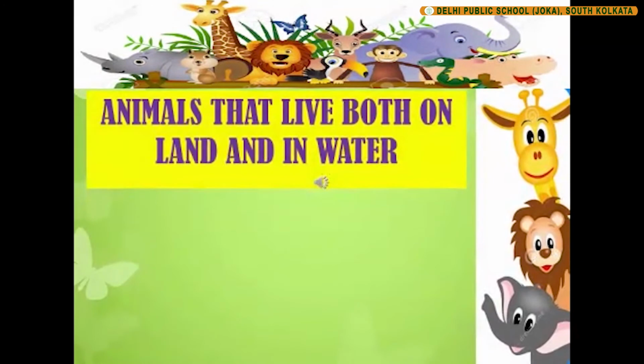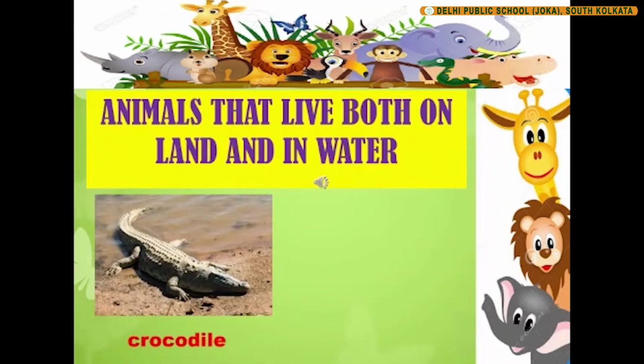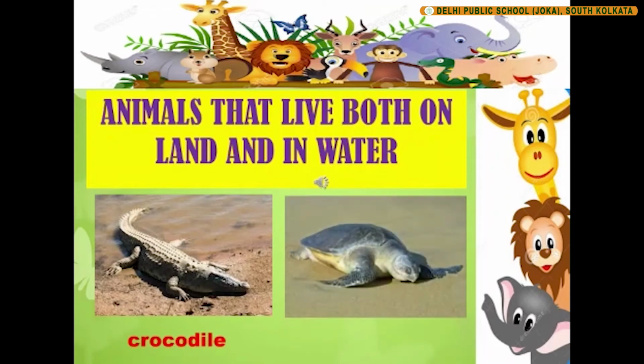There are a few animals that live both on land and in water. Let us look at a few examples of such animals that live both on land and in water. A crocodile lives both on land and in water. A turtle lives both on land and in water. Children, let me tell you an interesting fact here. Both crocodiles and turtles lay their eggs on land.